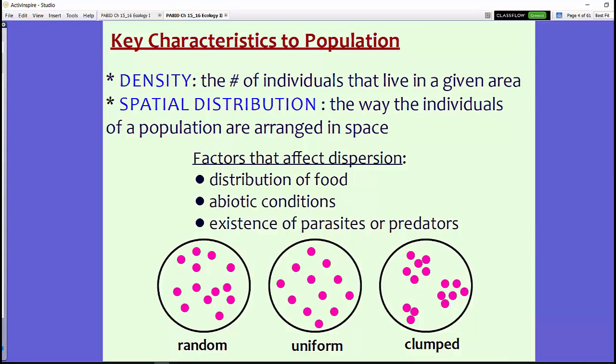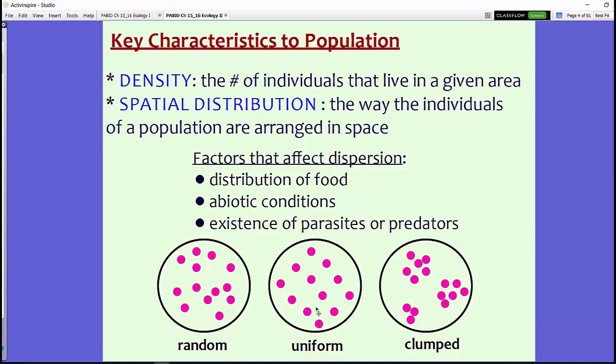If you take a look at these pictures, we have 3 different types of spatial distributions. On your notes, there's a place for you to draw this and to make sure that you write down these 3 particular names. The first one is random. Of course, the little dots here are just randomly spaced out. There's really no pattern to it. A second type of spatial distribution is uniform. I know you can't really see it here, but there is a very nice pattern. These are clearly spaced out apart from each other.